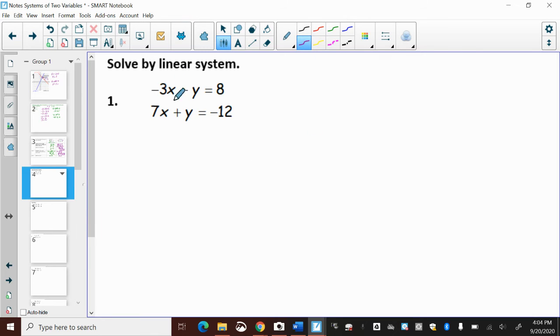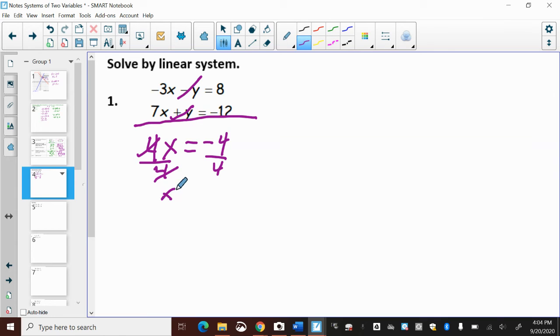All right, so the first thing I'm looking at is this problem. I can see that the y's would cancel out, so I don't need to manipulate anything. I'm going to go ahead and just add the two together. Minus 3x, positive 7x gets you a positive 4x. The y's would cancel when we combine. And then 8 and negative 12 gets us to negative 4. Dividing each side by 4, we get x is equal to negative 1.